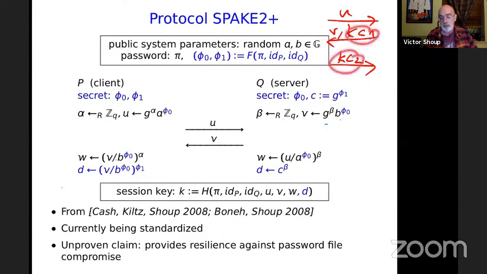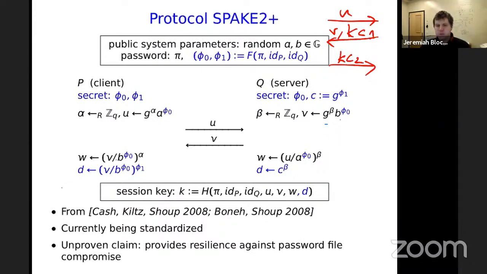These key confirmation messages, though, are very cheap to compute. They don't involve any public key operations. So computationally, you have these two additional exponentiations, and then one extra flow.